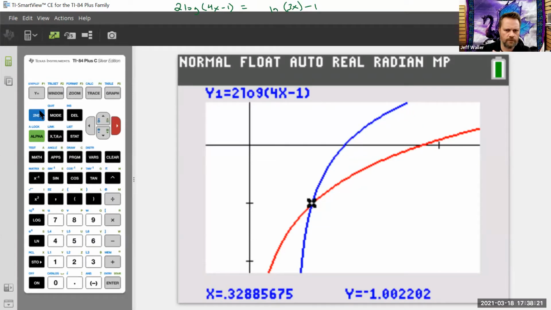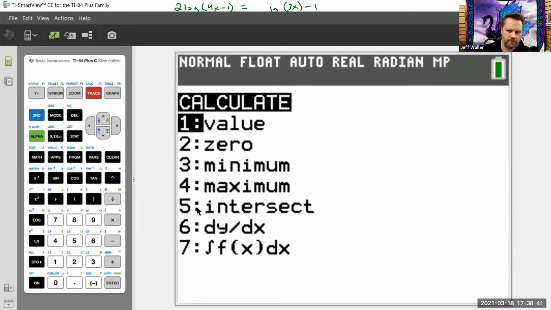Calculate intersect. Yeah, so hit second trace. I want to calculate. Everything up on this top row is graphical stuff. The graph button gives that away. But everything up here is to do with graphing, so calc means calculate something graphically. All right, so I want to calculate the intersection graphically.